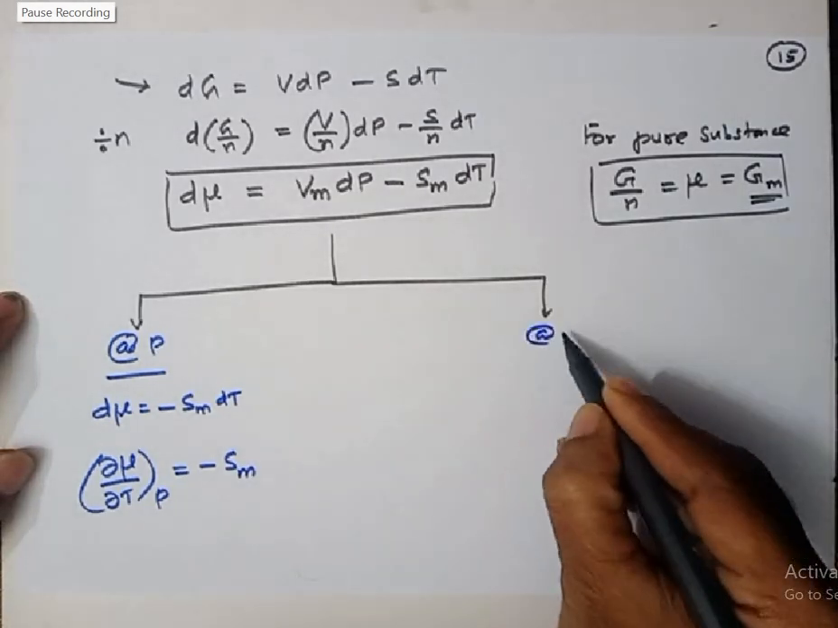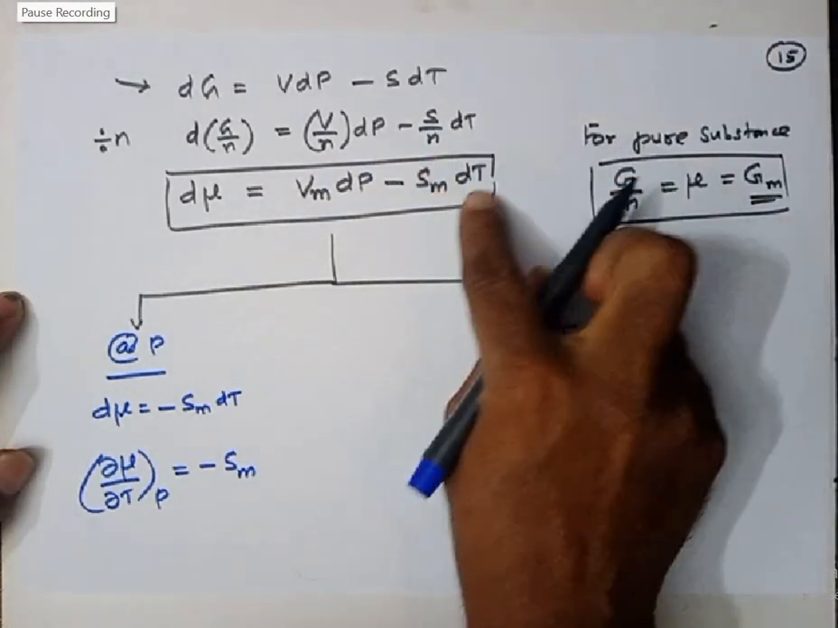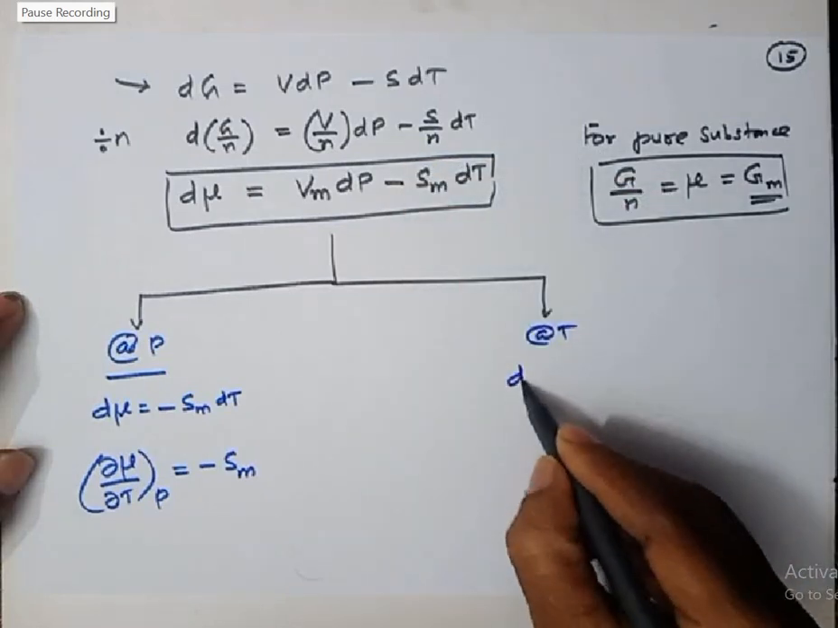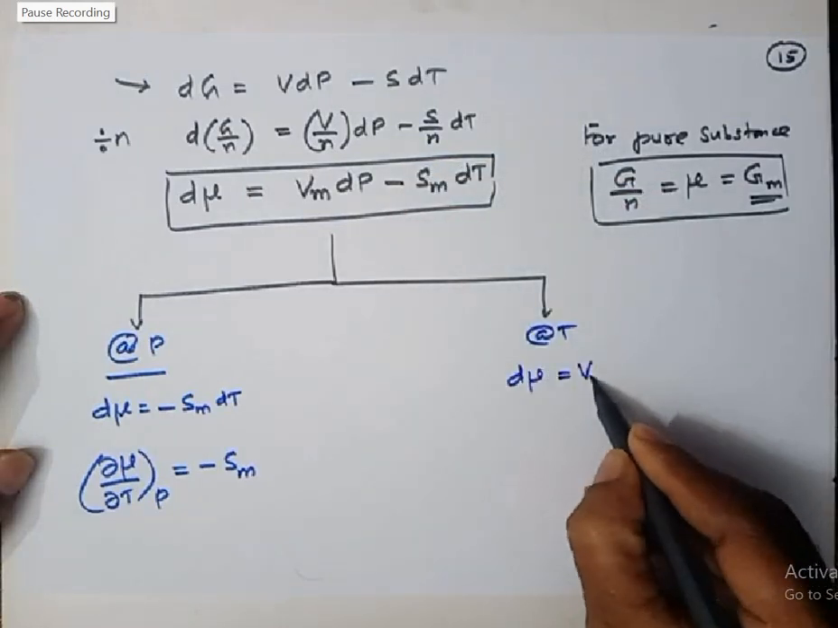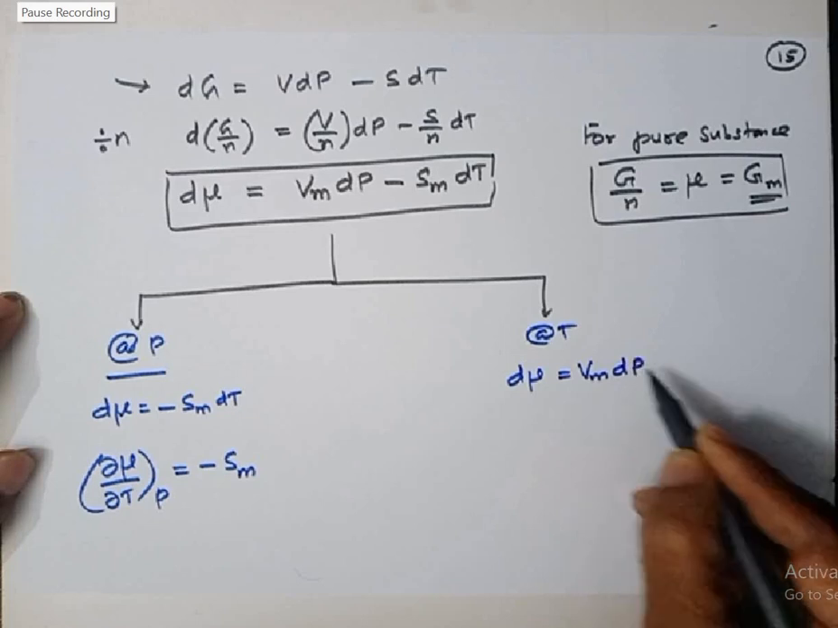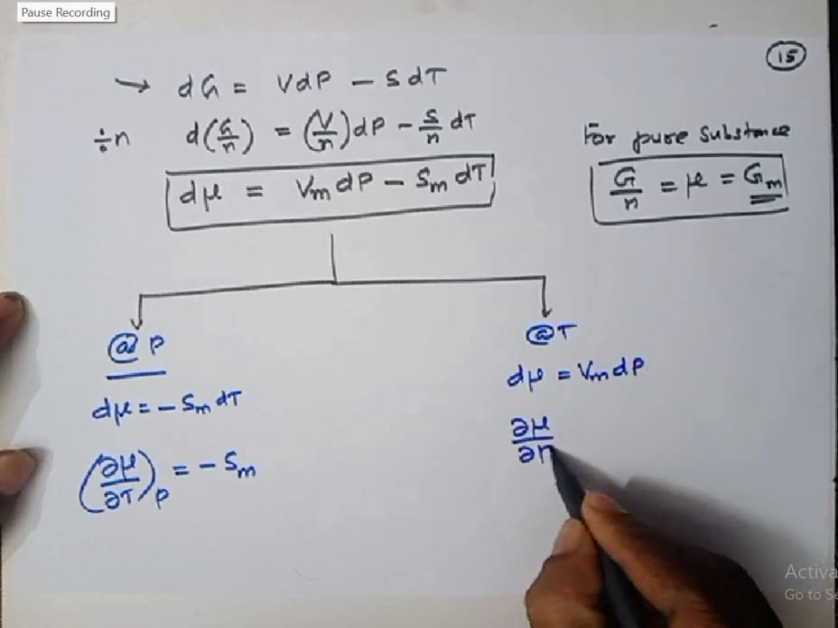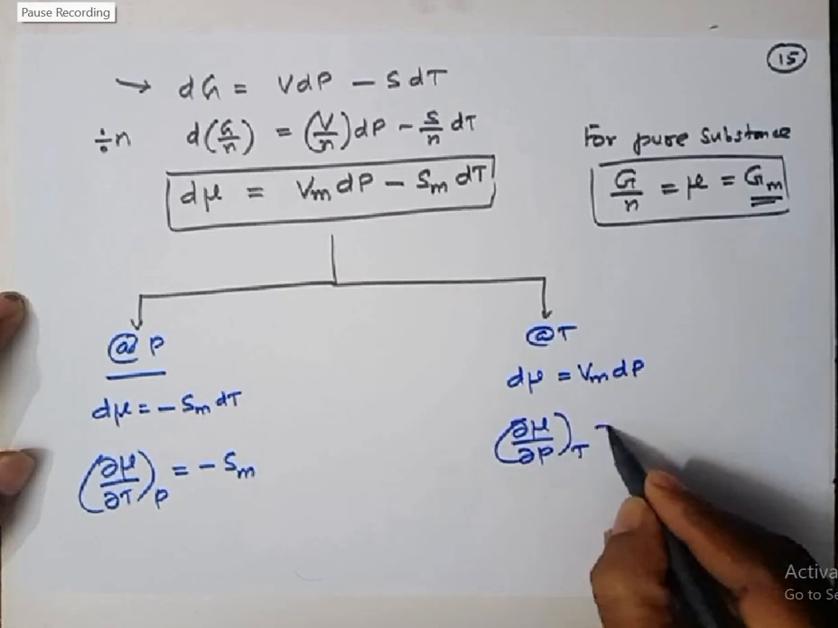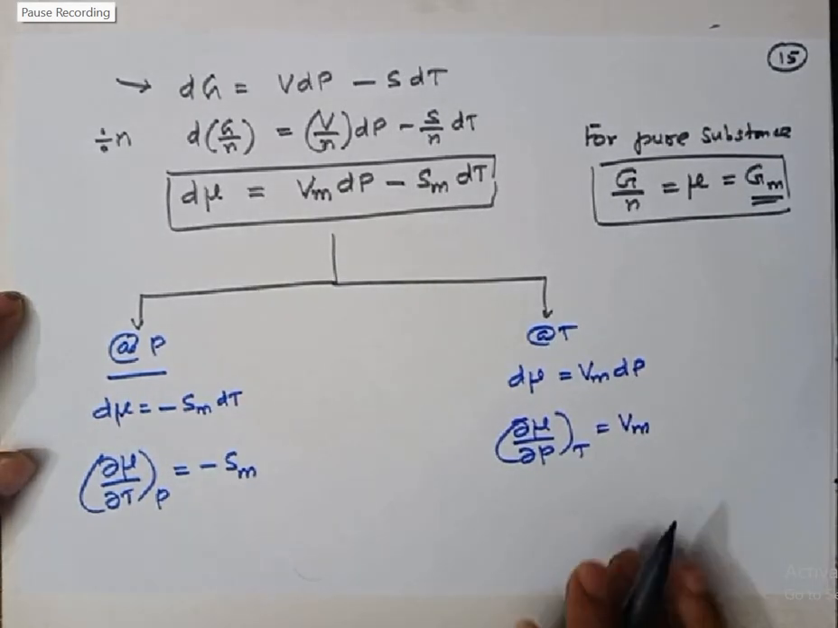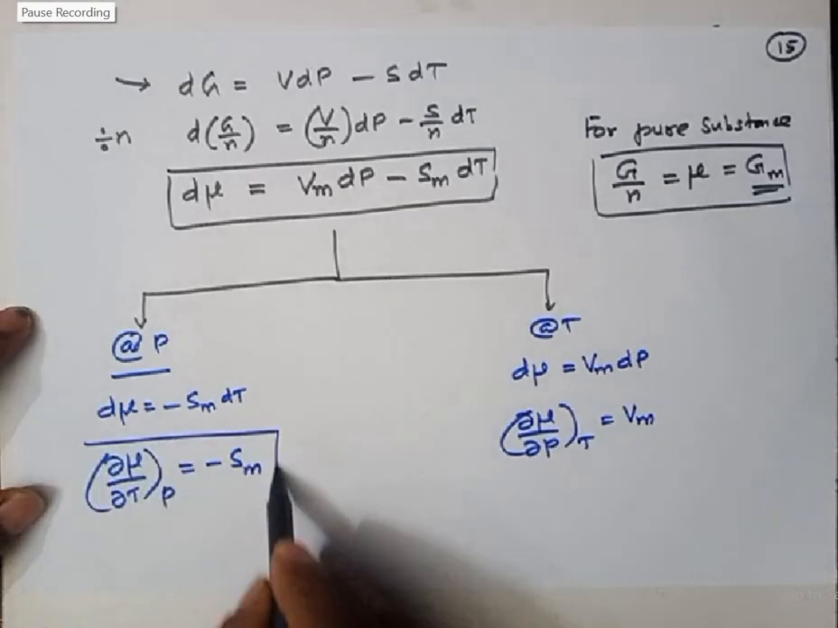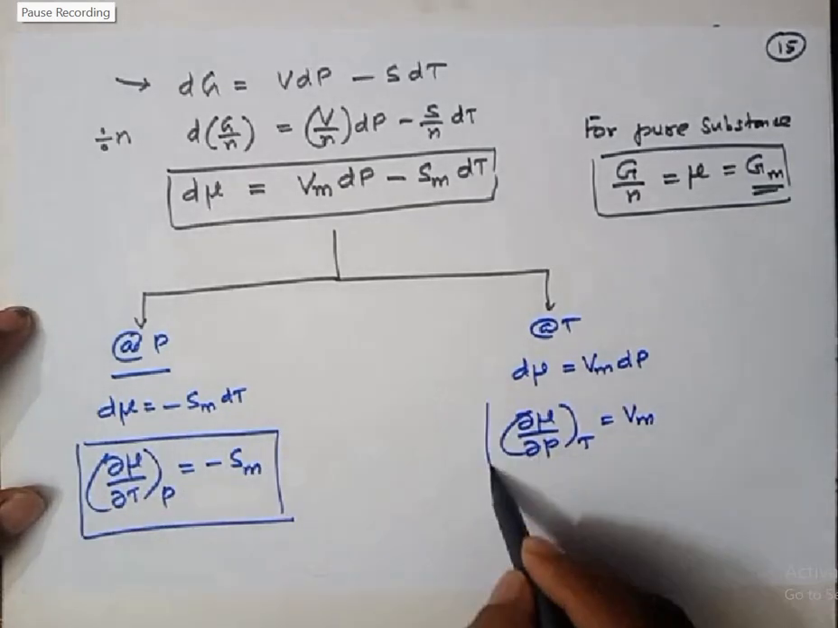Similarly, if I keep temperature constant, then this becomes 0. So you will get d mu equal to molar volume into dP. Bring the dP to the left hand side. So dou mu by dou P at constant temperature equals the molar volume. Just note down these two are very important expressions.